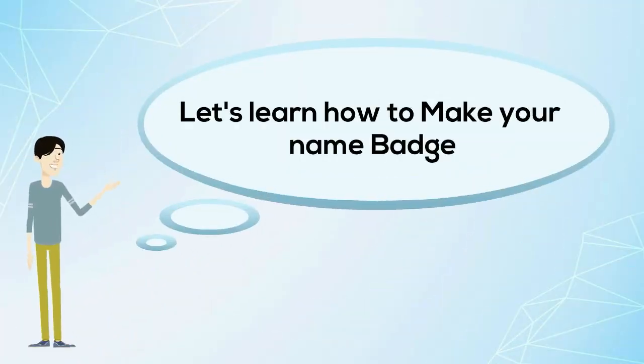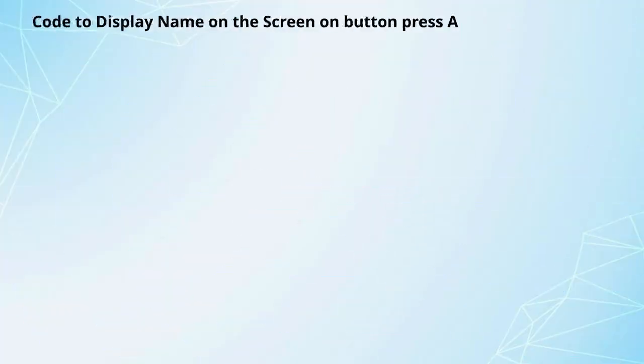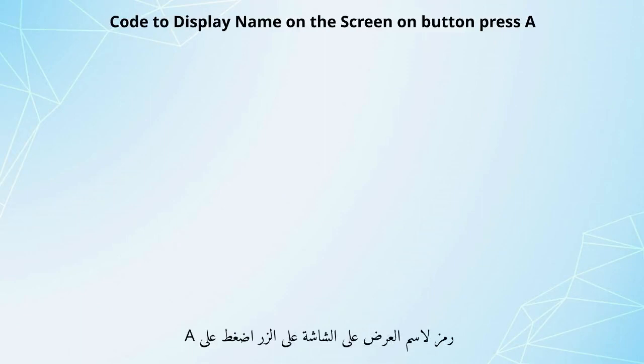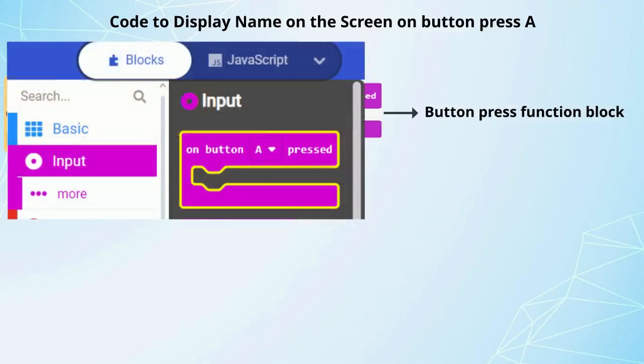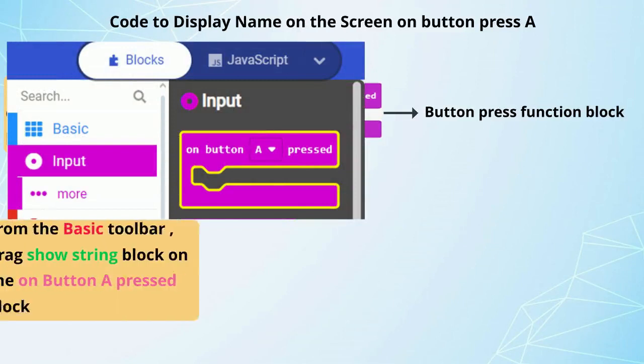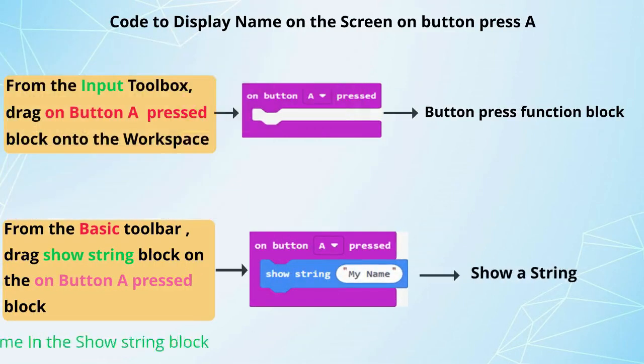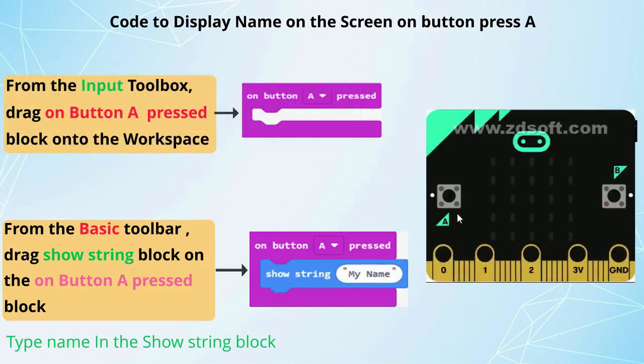Let's learn how to make your name badge. Code to display the name on the screen. On button press A, from the Input toolbox, drag the button A pressed function block onto the workspace. From the Basic toolbox, drag the Show String block onto the on button A pressed block. The LED display shows the animated name string.